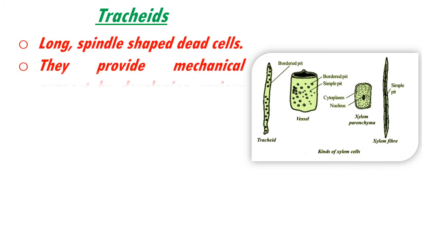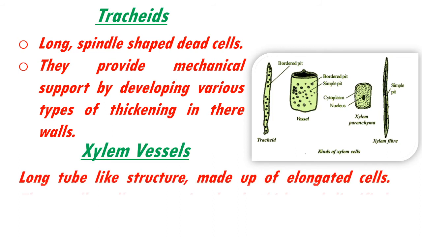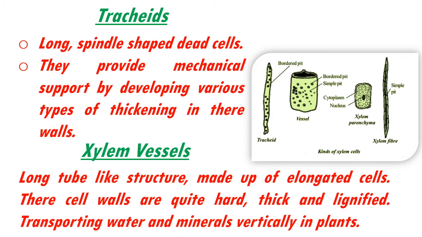First xylem element is tracheids. They are made up of long, spindle-shaped dead cells. They provide mechanical support by developing types of thickening in their walls. Next is xylem vessels. It has long tube-like structure made up of elongated cells transporting water and minerals vertically in plants.